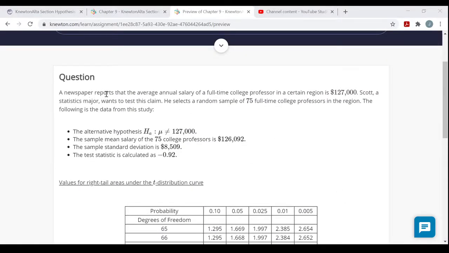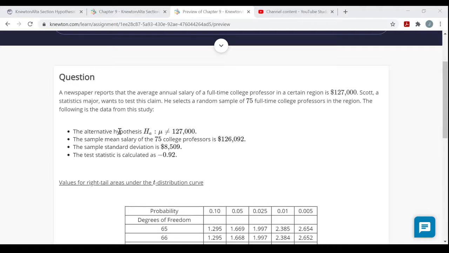A newspaper reports that the average annual salary of a full-time college professor in a certain region is $127,000. Scott, a statistics major, wants to test this claim that the average annual salary of a full-time college professor, all the college professors in some region, is $127,000. He selects a random sample of 75 full-time college professors in that region. The following is the data from this study.